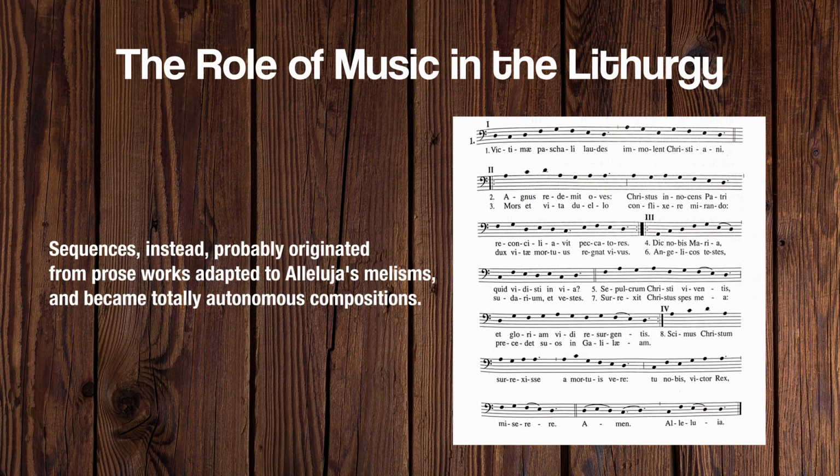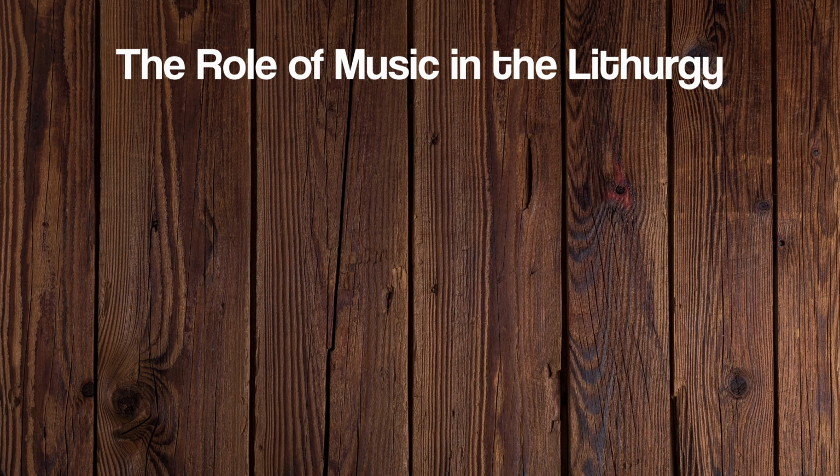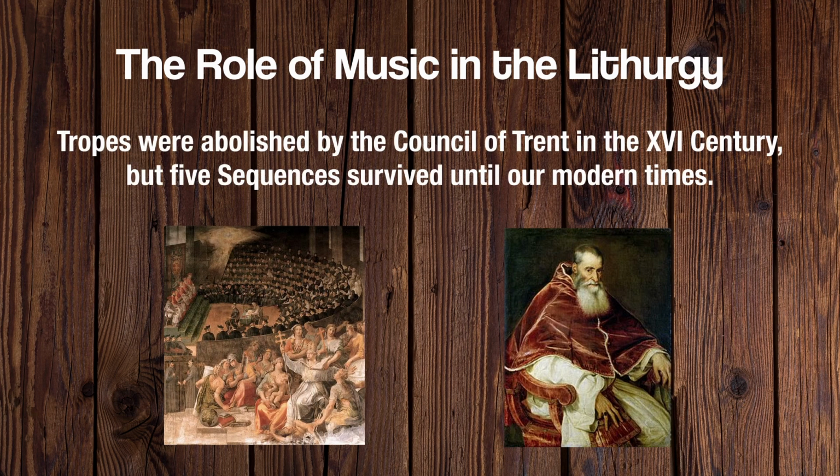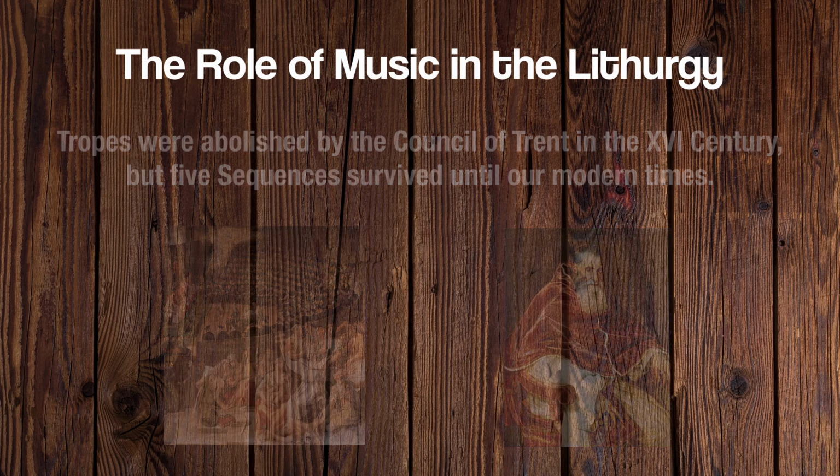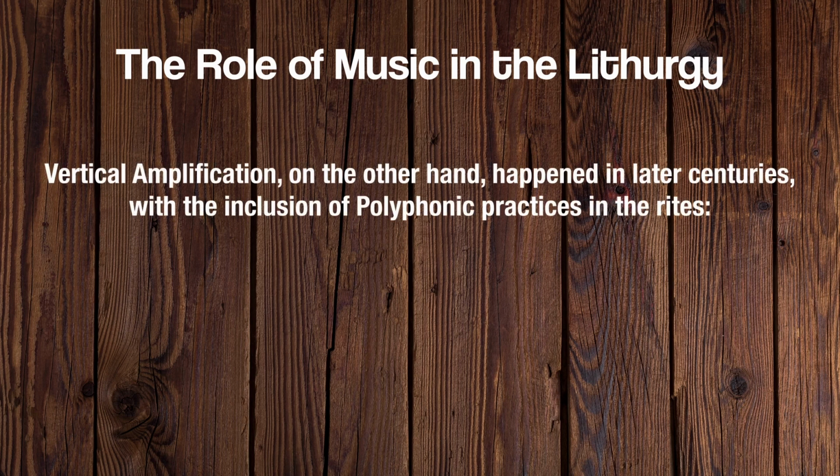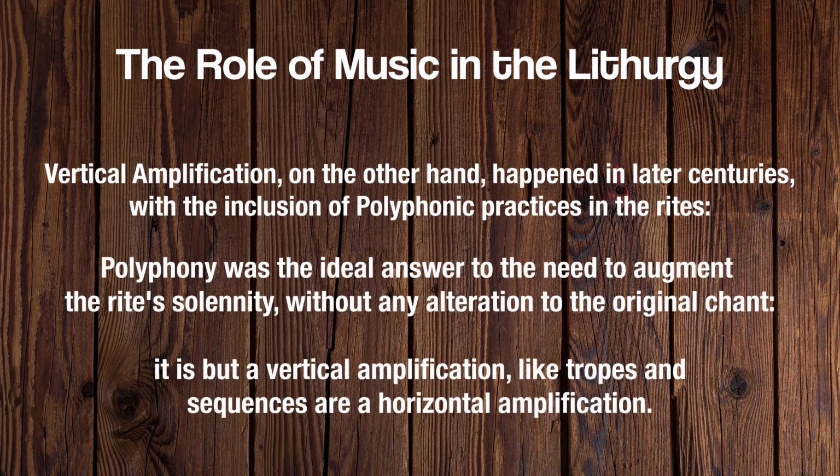Sequences, instead, probably originated from prose works adapted to the Alleluia's melisma, and became totally autonomous compositions. Tropes were abolished by the Council of Trent in the 16th century, but 5 sequences survived until modern times. Vertical amplification, on the other hand, happened in later centuries with the inclusion of polyphonic practices in the rites. Polyphony was the ideal answer to the need to augment the rite's solemnity, without any alteration to the original chant. It is a vertical amplification, like tropes and sequences are horizontal amplification.